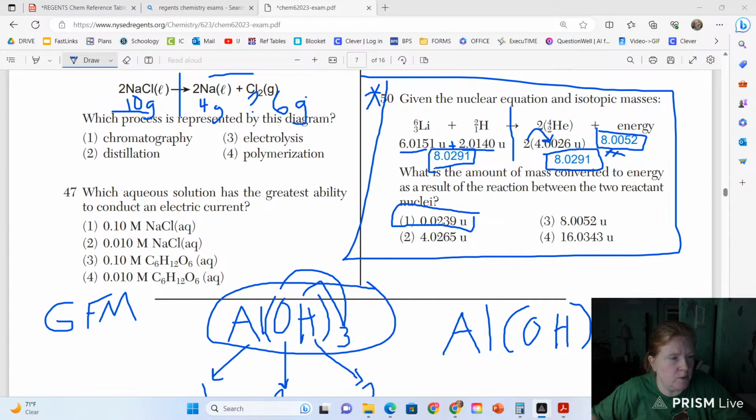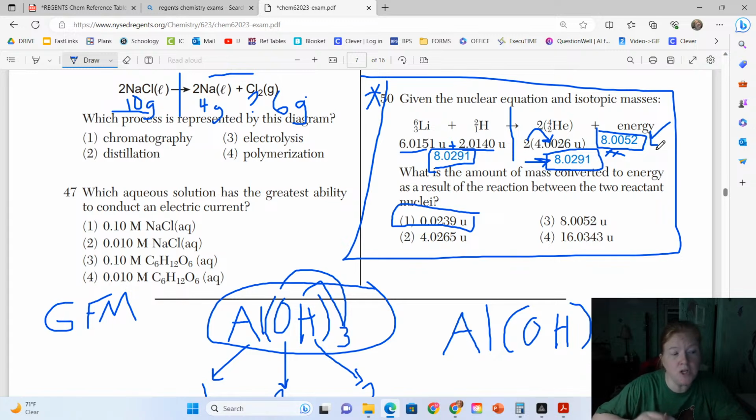So yeah, that was a very weird question, just to test conservation of mass. So again, I don't know, that was a bizarro question. Yep, exactly. You're right. You subtract 8.0291 minus 8.0052 to get the answer. Yep. You want to find the difference between what you were supposed to get and what you actually got.